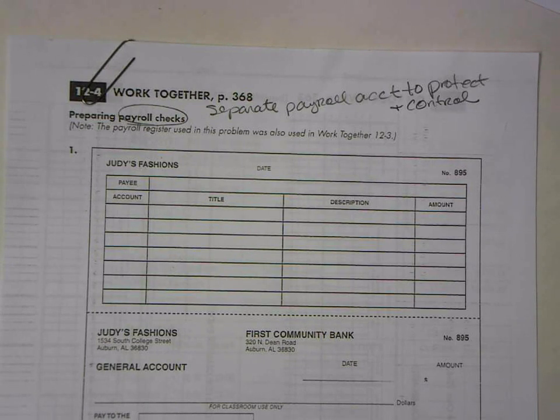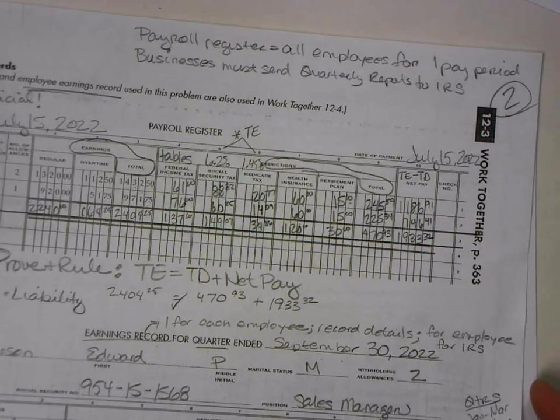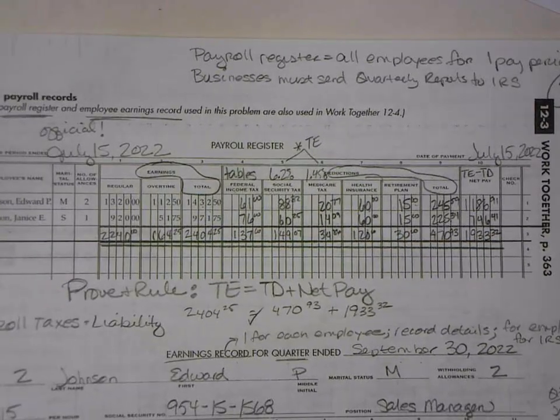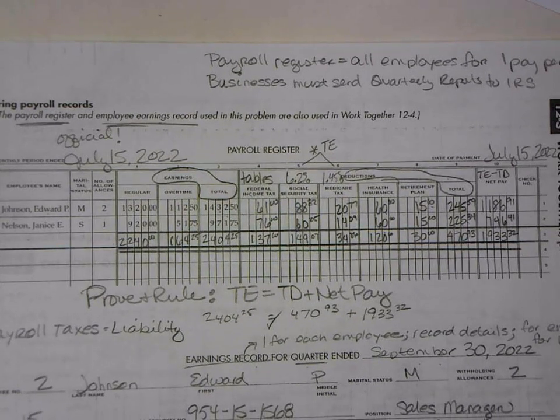So if we needed to transfer money from one account to the other to cover the payroll for July 15th, how much do I need to move over? Looking at this. Net pay, the total net pay. Okay? So right here, this number. Total net pay. Because this is the amount that they get. So we've got to move that amount over so we can write the individual checks to them.